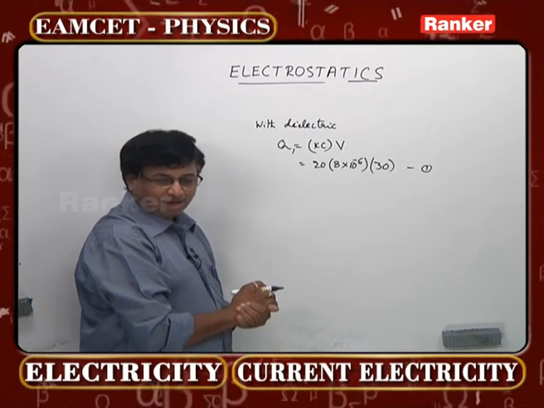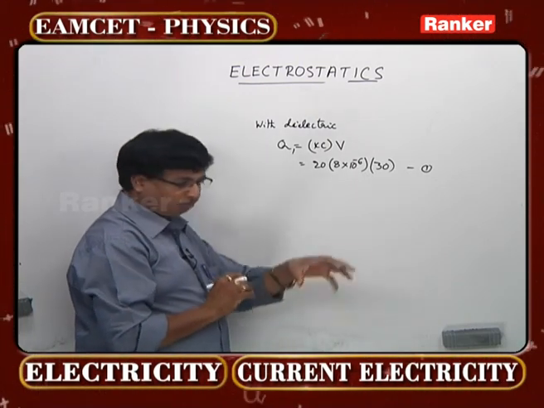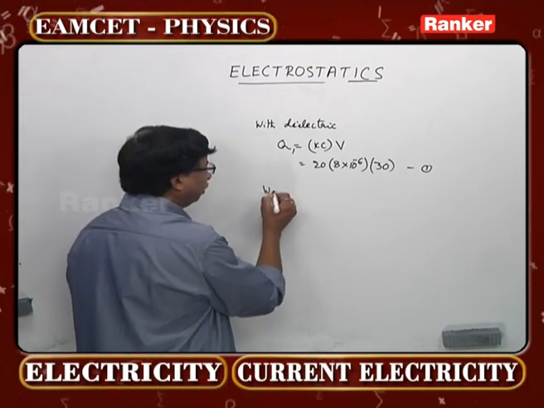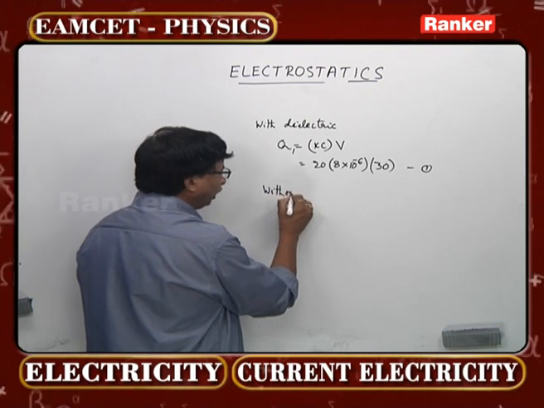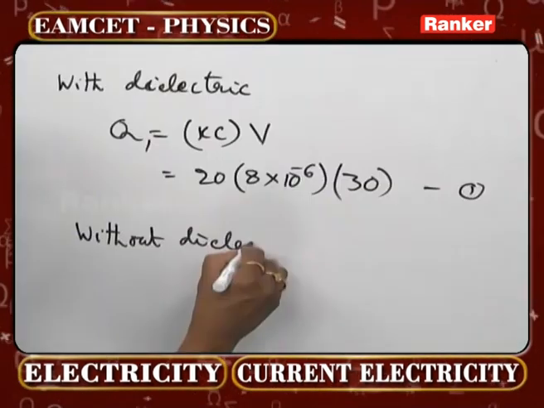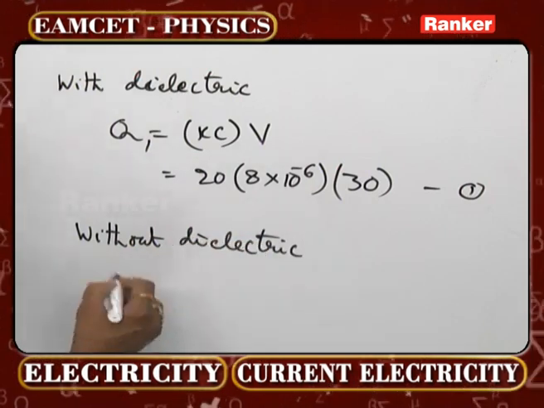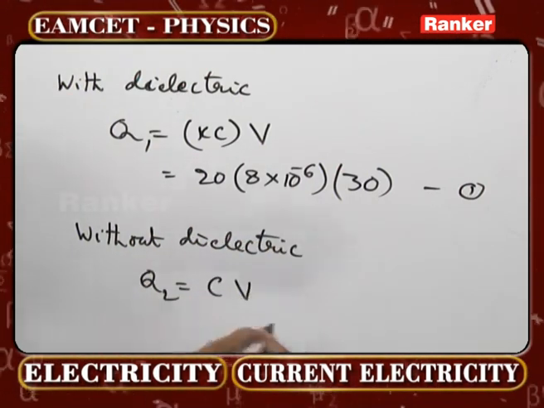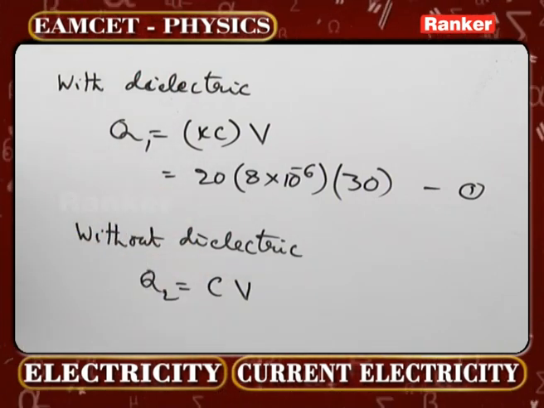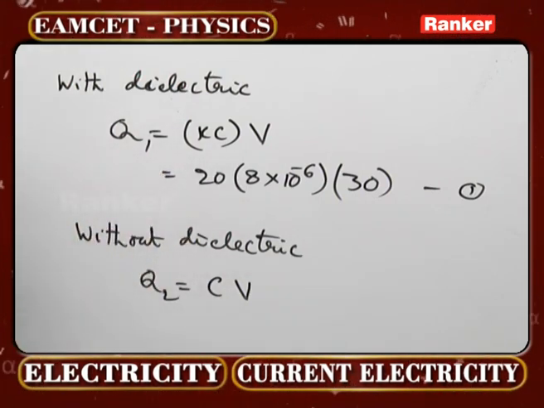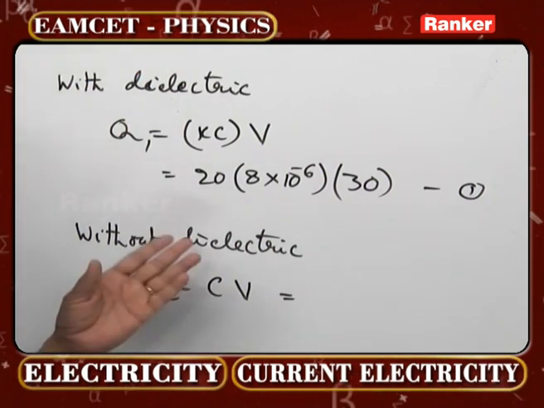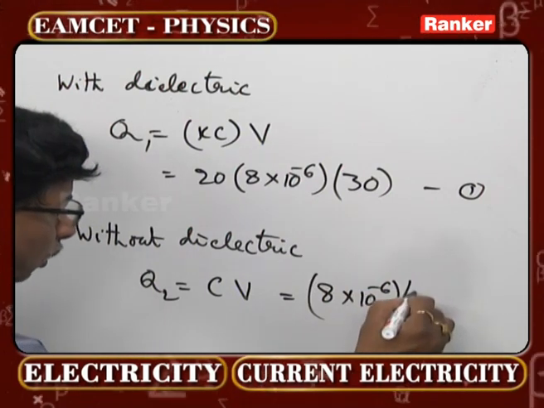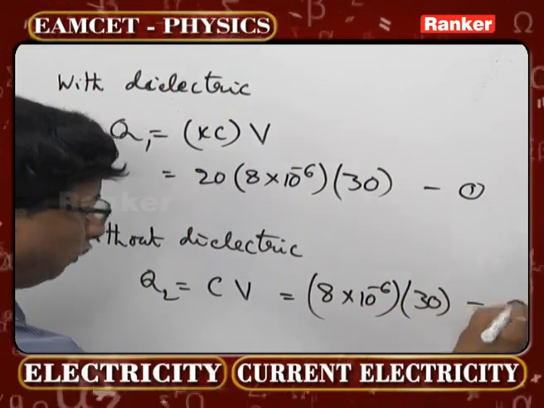condenser. And what did that fellow do after that? He has removed the dielectric from the system. That means what will be the Q now? It is without dielectric. That is what he is giving indirectly. So without dielectric, if I take the charge as Q2, that now is going to be simply C into V because K is not there. Air has K value 1. So you can directly understand C value is 8 into 10 to the power minus 6 into this value of 30. That is the second value.